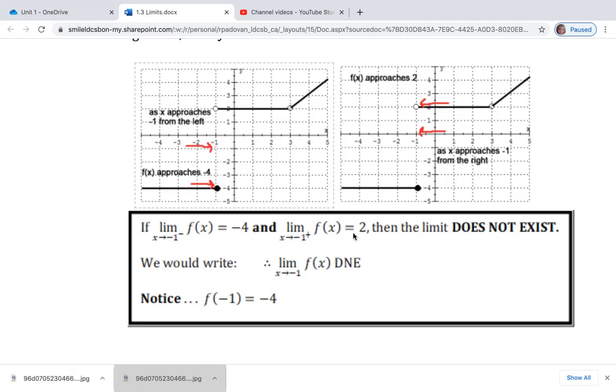So both limits exist. The limit on the left-hand side exists and it's -4. The limit on the right-hand side exists and it's 2. But we say that the limit overall does not exist because there isn't one limit, the same value, for both. So therefore, we say that the limit as x approaches -1 for the function f of x does not exist.